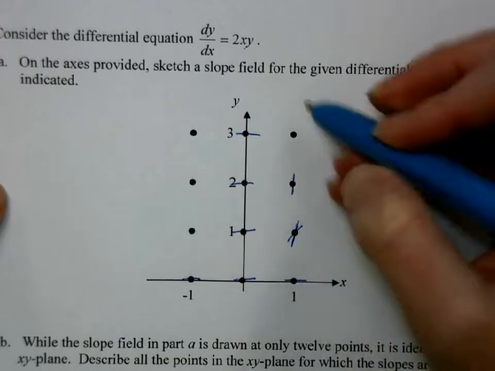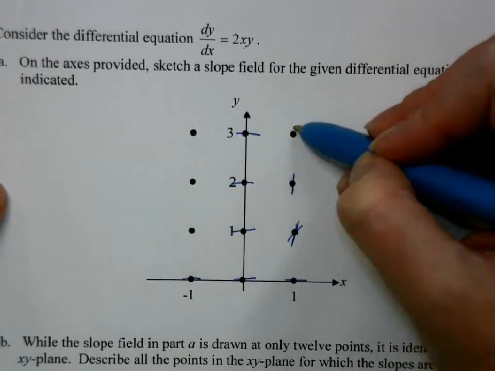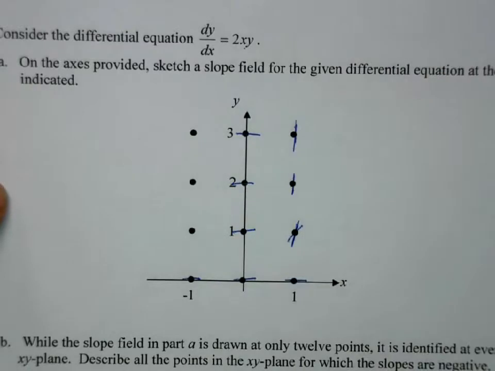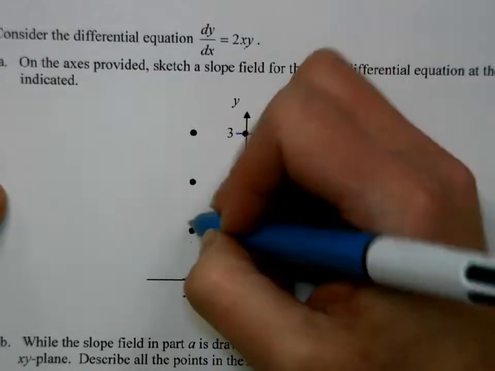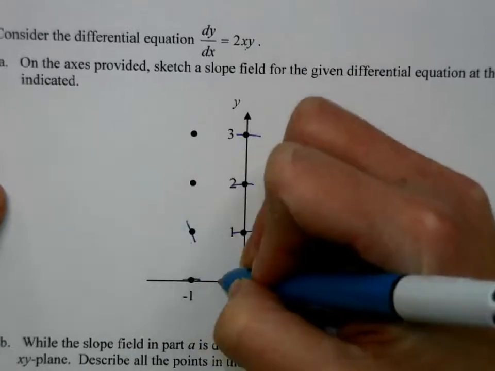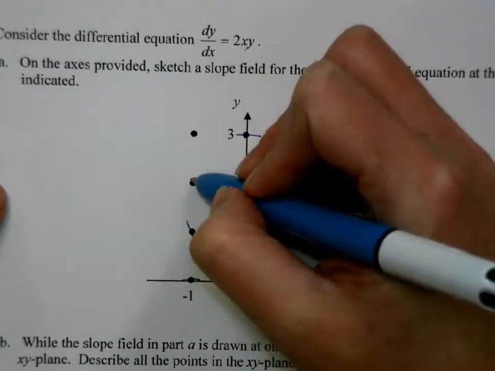Okay, these will be negative, positive. So 2 times negative 1 times 1 is a negative 2. So I'll just kind of aim right through the middle. Negative 4, and then negative 6.